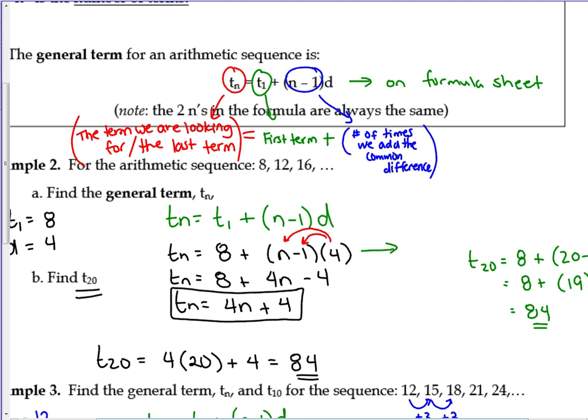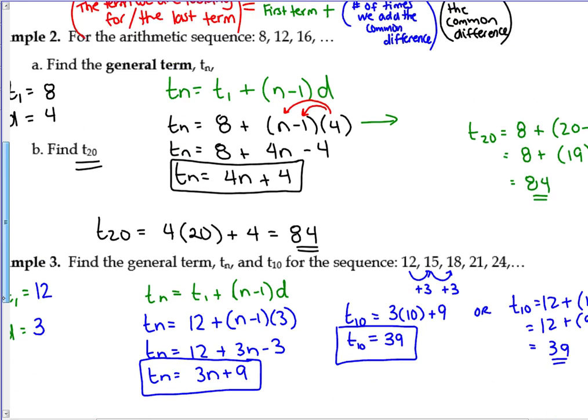Okay, and what's d? Times the common difference, right? First term plus the number of times we add the common difference times the common difference. And that will give you the term you're looking for, or the last term. So one more question, and then we're going to call it quits for the day as far as the lesson goes.